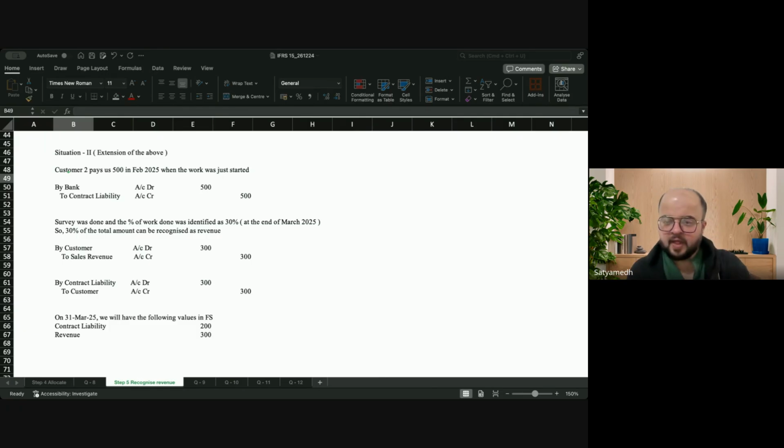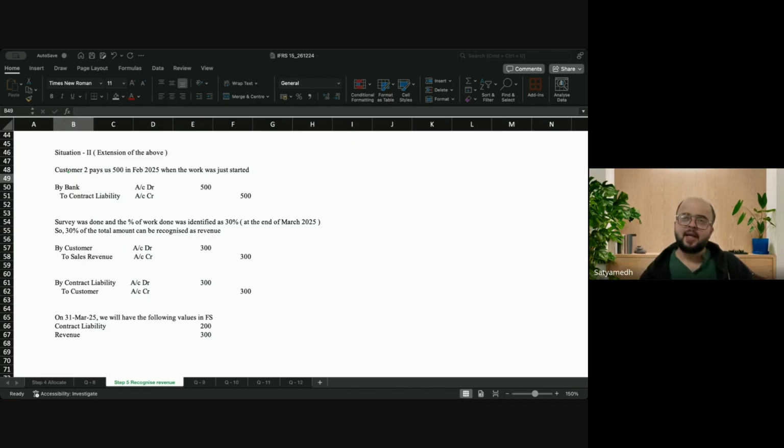So, which is why Karthik, I first of all recorded bank account to contract liability, and then when I actually had a certificate saying that 30% of the work is done, I recorded an entry customer to sales revenue because I had to bill the customer. But now money is not receivable from the customer. So I followed that up with the entry contract liability account debit to customer account.